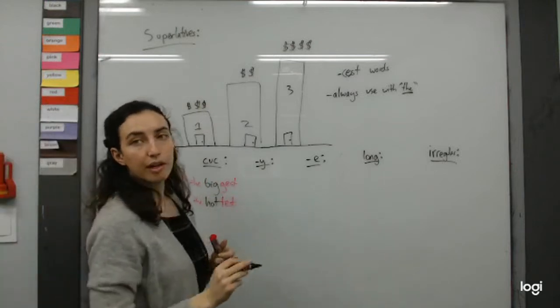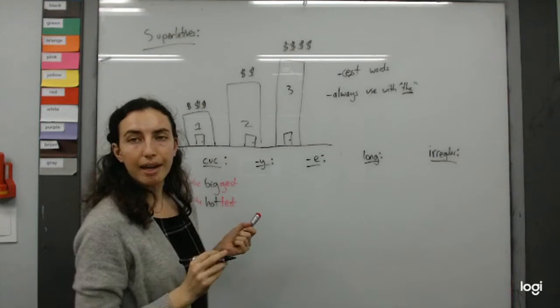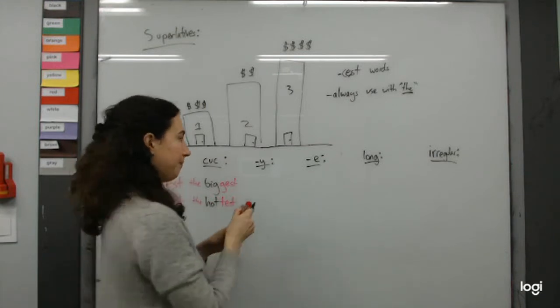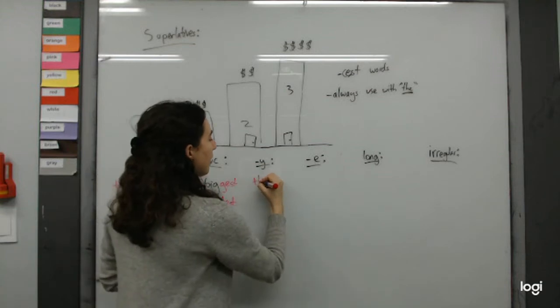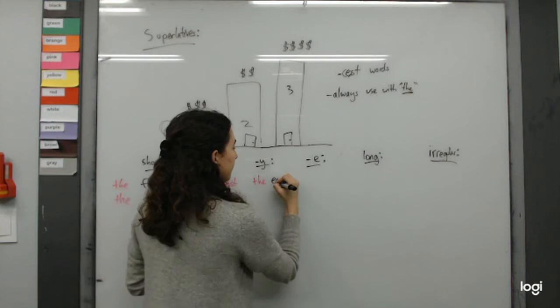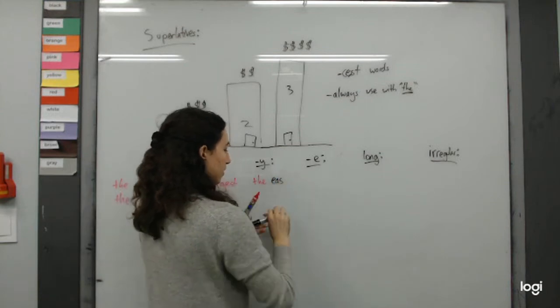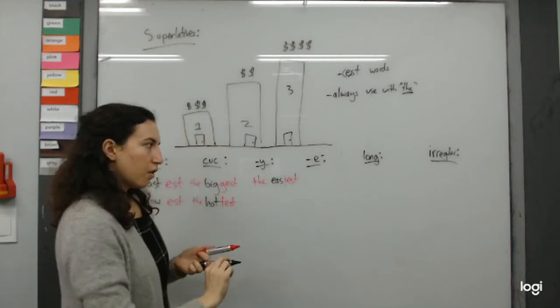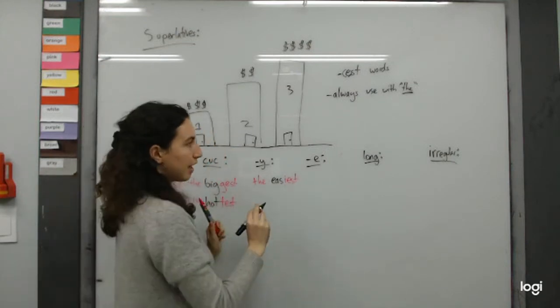So when we have a word that ends with Y, we change the Y, just like with comparatives, to I. So easy becomes the easiest. What do you think pretty becomes? Think about it for a little bit.